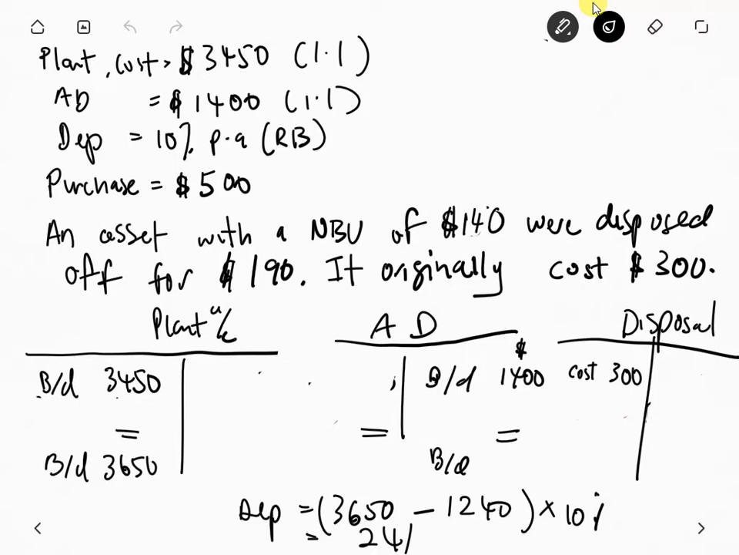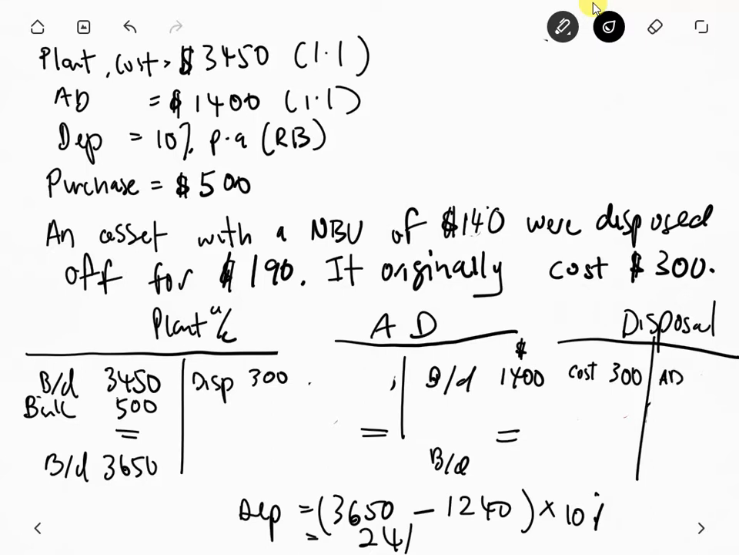Depreciation always last. So did I buy any asset? Start with opening 345, 1004 opening. Did I buy any asset? Record, debit or credit? 5. Purchase done. Did I sell any asset? Yeah, an asset with a net book 14, I sell it for 19. It originally cost 300. 4 steps. Step 1. How much is the cost? So disposal 3, credit plant, debit disposal.